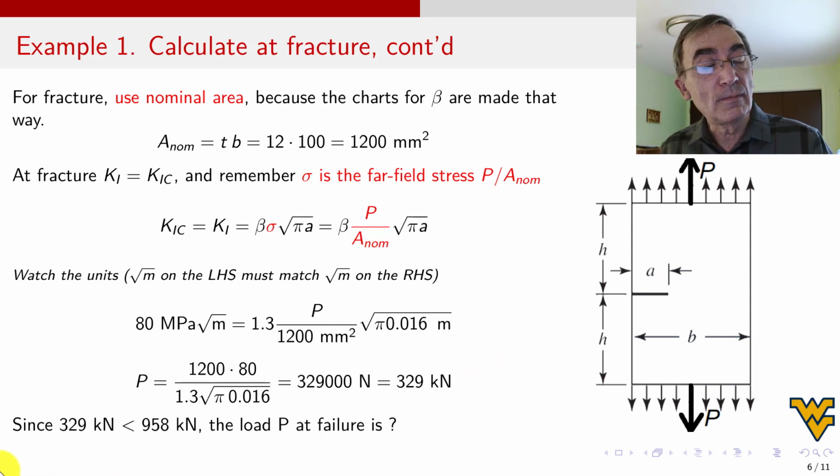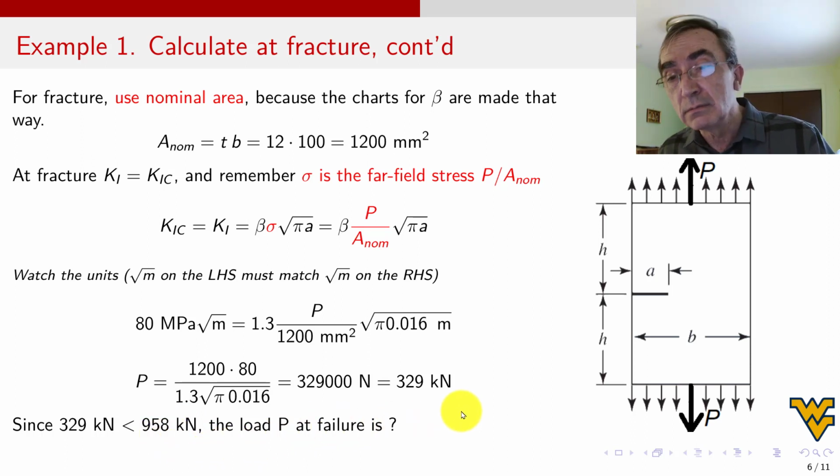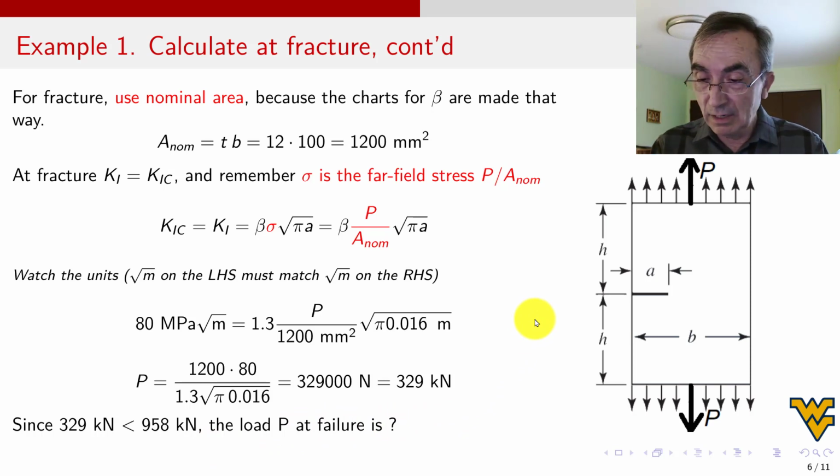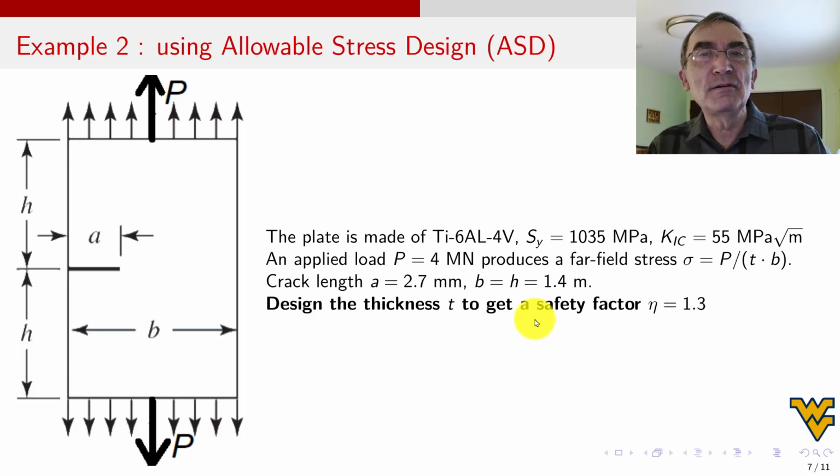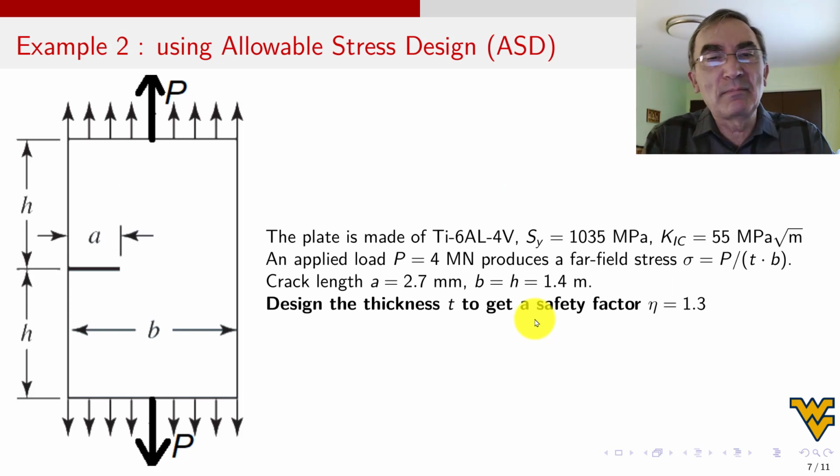Okay, so now since 329 to propagate the crack is less than 958, which will be the load to fail this plate by yield, the load of failure is, you tell me, okay? You tell me, right? Okay, so then we go to another example, all right?